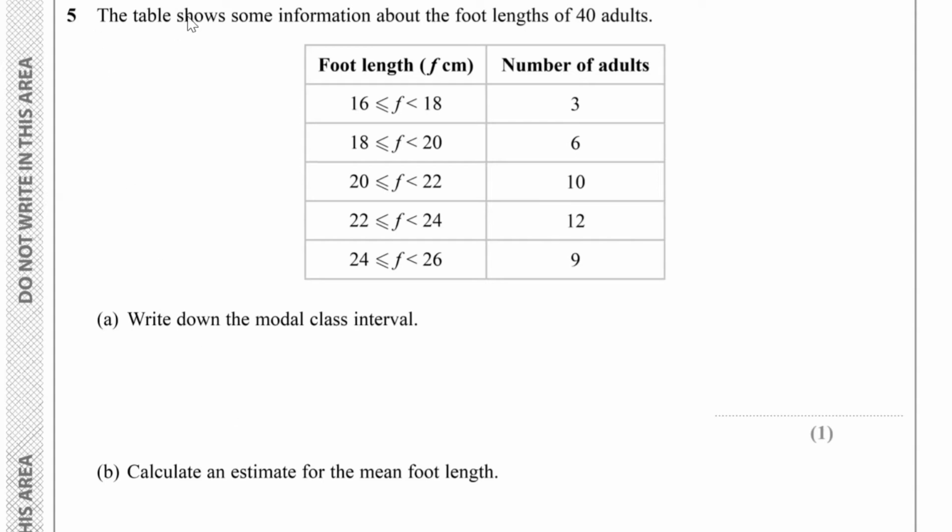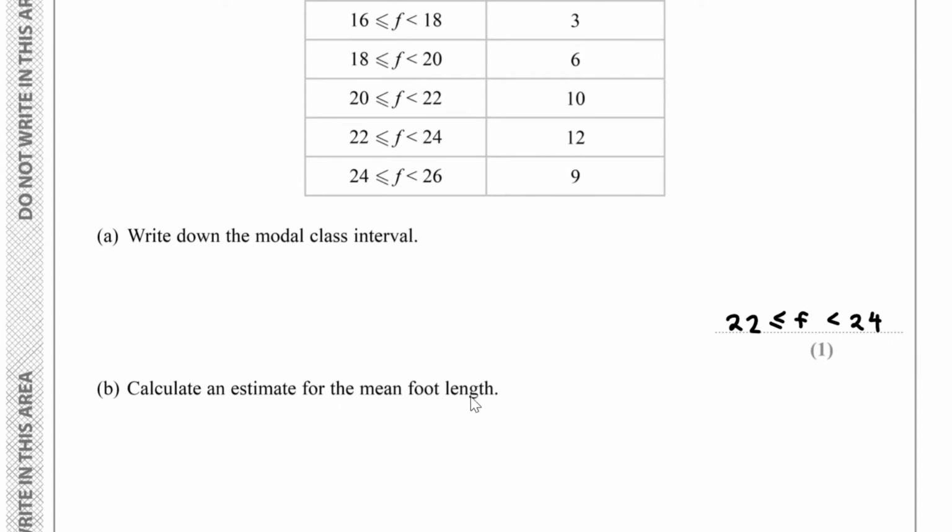Question number 5. The table shows some information about the foot lengths of 40 adults. For part A, we have to write down the modal class interval. First of all, the modal class means the class which is most common, and that's the one with the highest frequency. You can see that's the one corresponding to 12 adults, which is this interval here: the interval 22 ≤ f < 24. And now for part B, we have to calculate an estimate for the mean foot length.